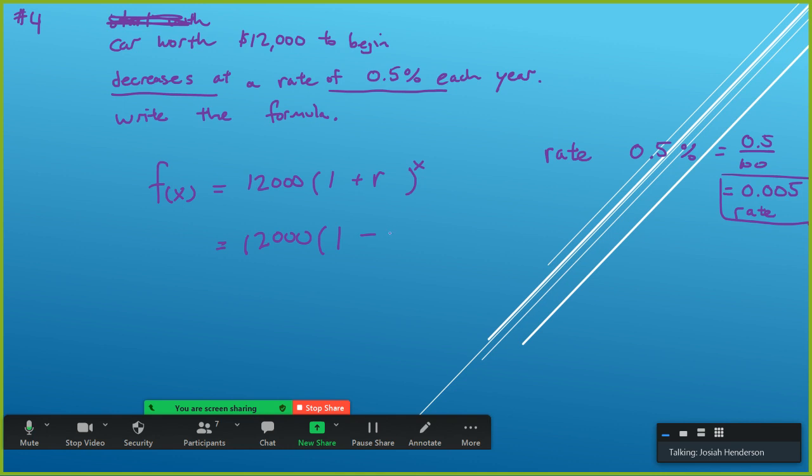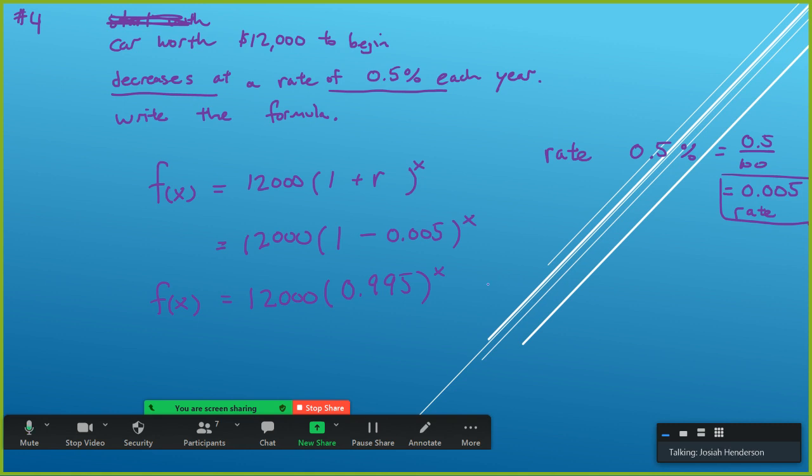12,000 times 1 minus the rate we just figured out. If it's a decay, a decreasing function, it's always going to be 1 minus the rate. Let's see what that comes to. Do that subtraction in the parentheses with me. 1 minus 0.005 is 0.995. So here's our function. Initial amount, 12,000 times 0.995.